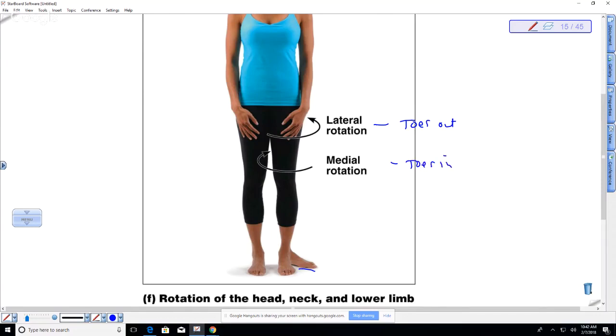We could do that also with our arm. So if I'm standing like this, I could roll my arm like this, right? And I can bring it back like that. So if I'm gonna laterally rotate, I'm gonna rotate my arm to the back, okay, out to the side.